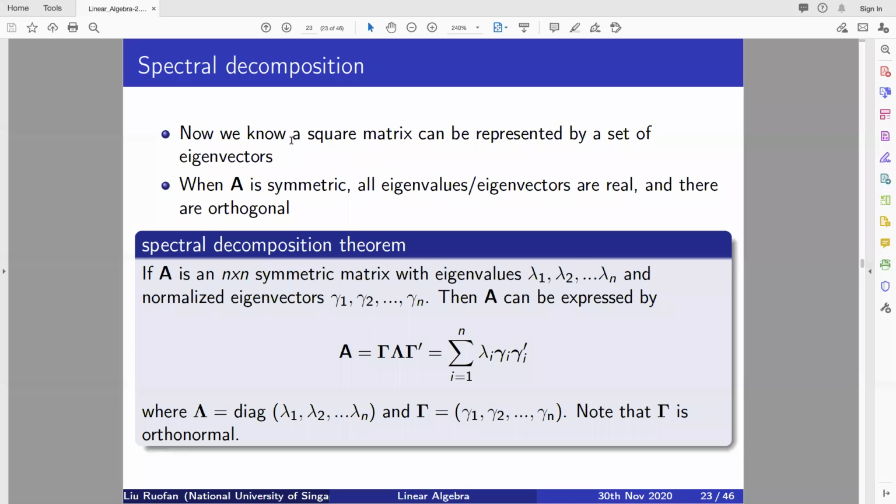Okay, now we know that a square matrix can be represented by a set of eigenvectors. When A is symmetric, it has really nice properties because all the eigenvalues are real, and the eigenvectors are orthogonal to each other. When A is symmetric, the spectral decomposition theorem says that A is equal to gamma times lambda times gamma transpose, where lambda is a diagonal matrix whose diagonal values are the eigenvalues. Gamma is a matrix whose column vectors are the eigenvectors. Note that gamma is orthonormal because, as I mentioned, when A is symmetric, the eigenvectors are orthonormal.